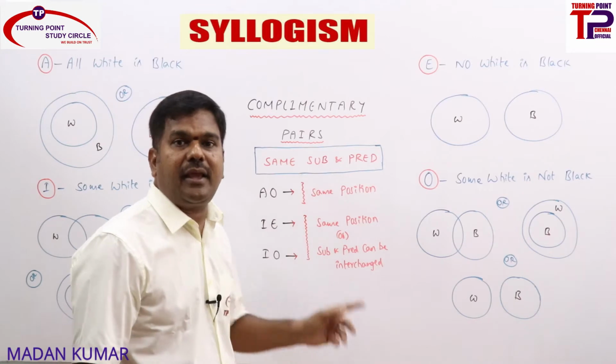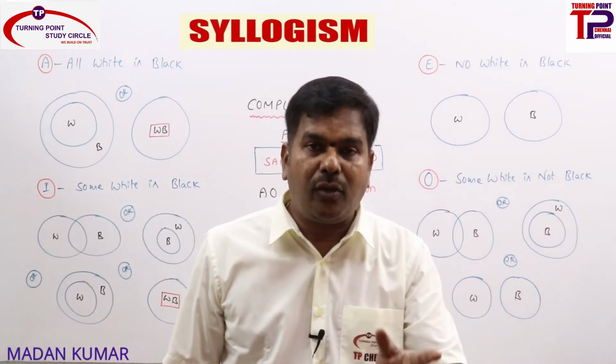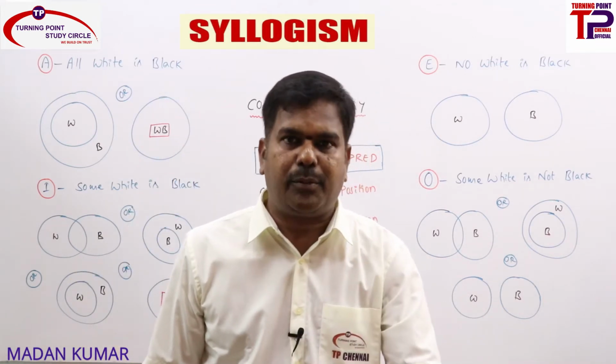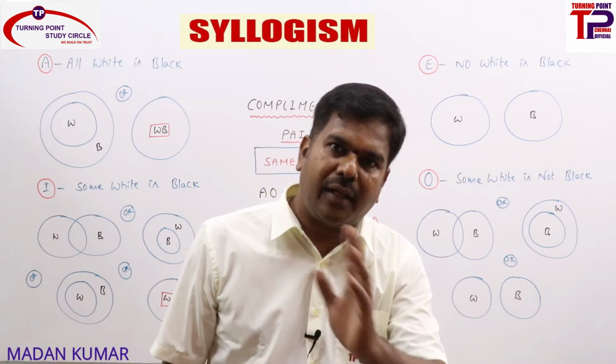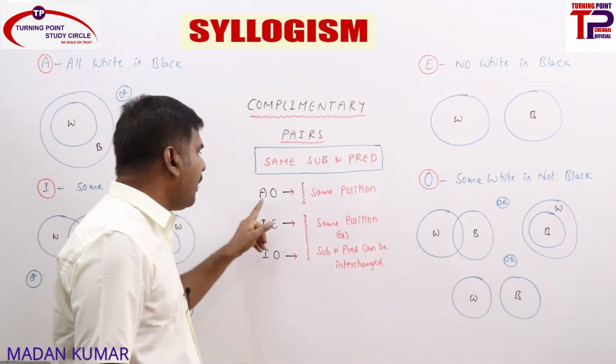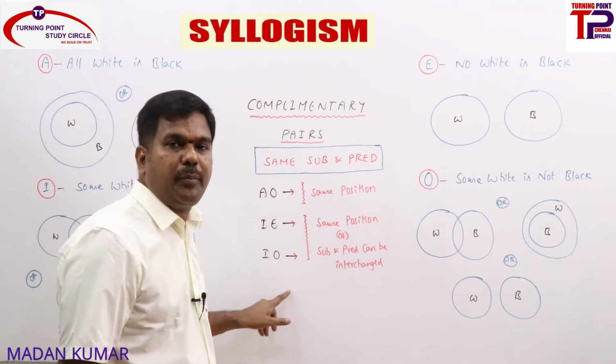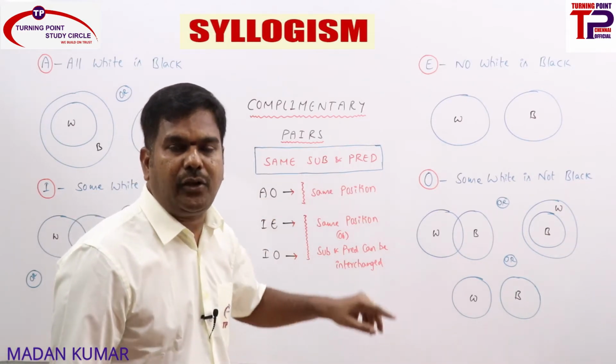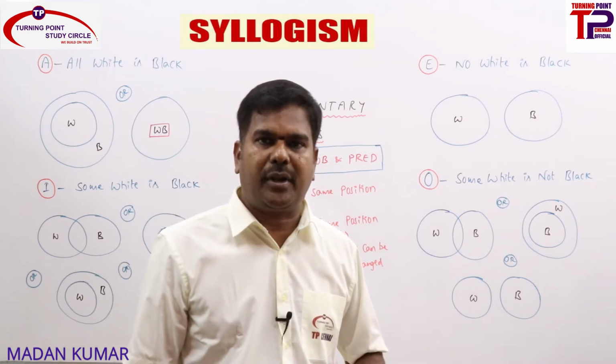Why? Because A can only be converted into I. A cannot be converted into an A statement. A can be converted into the other statement, that is I. So by converting A into I, you should not say that this is also an IO pair, sir. Why can't we convert A into I and say that AO pair is a complementary pair?